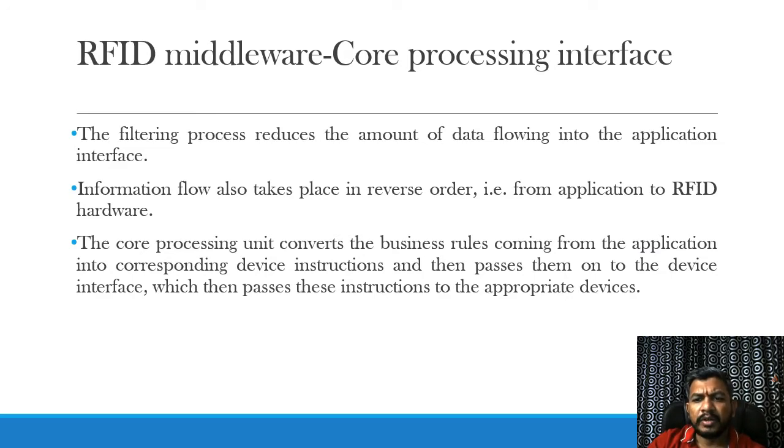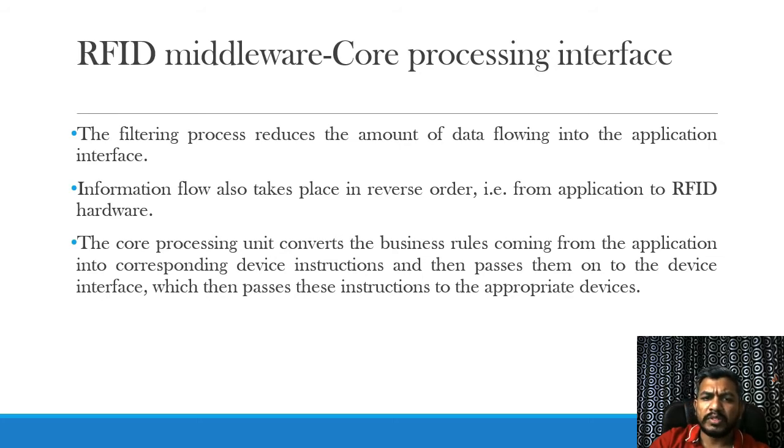Data is reduced by means of filtering, and only the important or needed data is transferred to the application interface or the application server. This information flow takes place in the reverse order as well. That means the information can be transferred from the core processing interface to the application server, or it can be received from the application and provided to the RFID hardware. So two-way communication can be done with the help of the core processing interface.